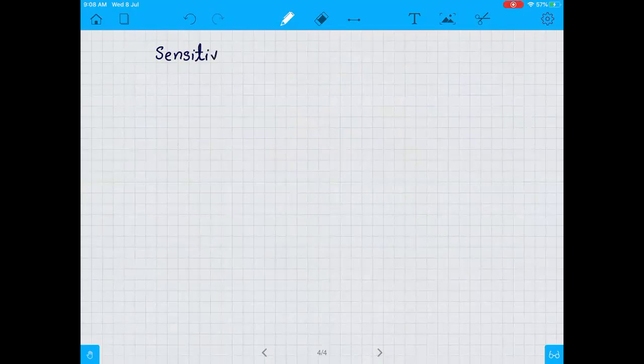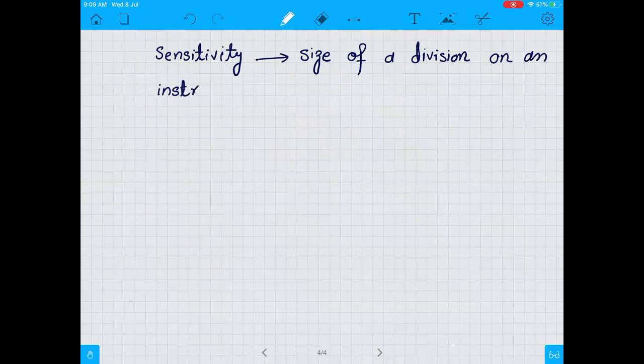What is sensitivity? Sensitivity is related to the size of a division on an instrument. So sensitivity is about the size of a division on an instrument. Instruments with bigger divisions are more sensitive.